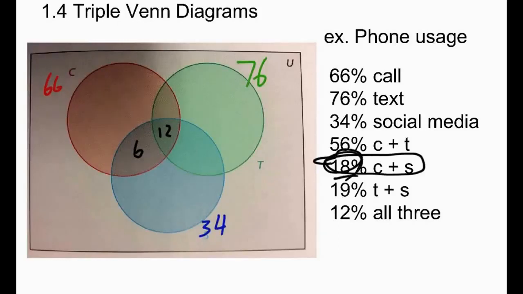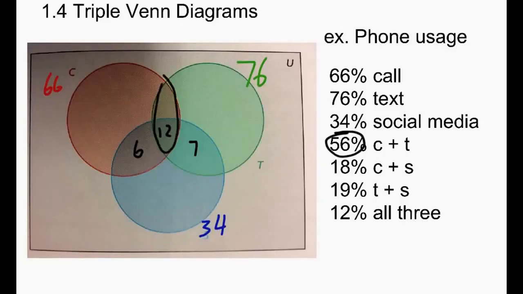Now we have 19% for texting and social media. So 19 is the total. That means we'd have 12 plus 7 to give you the 19. And the same thing for the other one. We've got 56% for calling and texting. So that whole thing here has to be 56. Then 56 minus the 12 would be 44. Okay, so we have our three overlapped areas figured out.